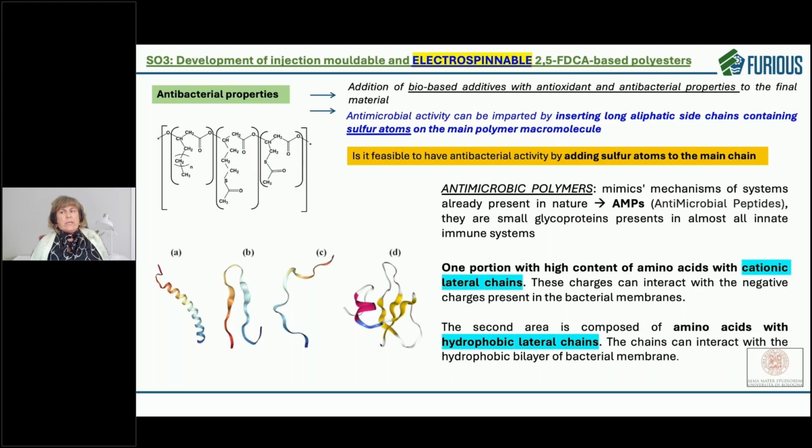We decided to use two approaches. One approach is to introduce along a macromolecular chain a long side chain able to destroy the cell membrane. The second approach is to mimic what happens in nature, considering the presence of cationic lateral chains that can interact with the anionic chain present in the cell membrane, and is able to obtain the requested antimicrobial properties.